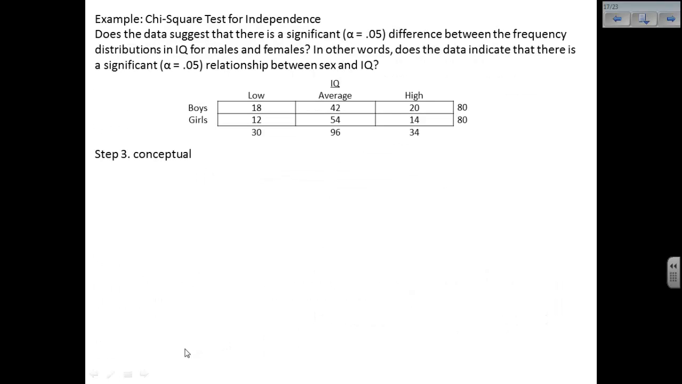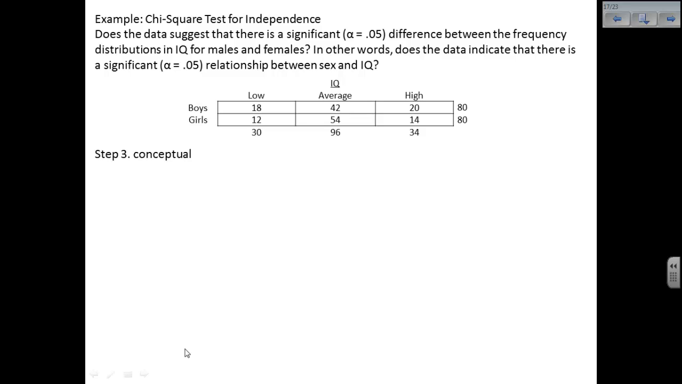Now there's two different ways that you can find the expected frequencies under the null hypothesis. The first way I'm going to show you is conceptual. It helps you understand why we get the expected frequencies that we do and why those expected frequencies represent no relationship between IQ and sex or between the independent and dependent variable. The second way that I'll show you how to do it is much more computational based. To me, it's a lot easier to do, and I would encourage you to do it the next way that I'm going to show you.